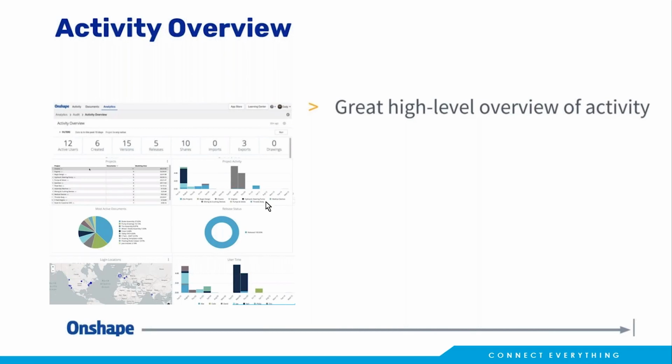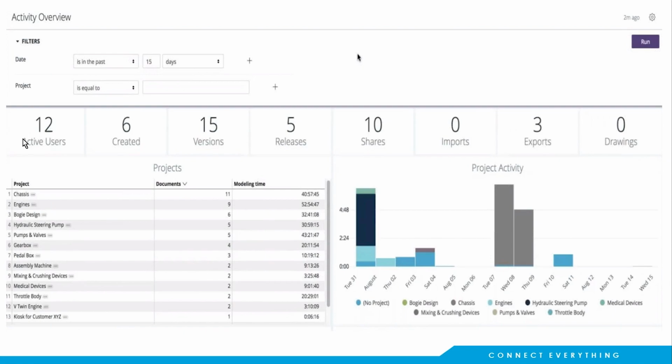We'll get maybe a bigger screen here of this. Here we can see that we have 12 active users. They created 6 different objects and 15 different versions. They've released 5 of those. Sharing: remember, Onshape can do real-time collaboration, so people can work on the same part or the same drawing at the same time. So 10 of those were being done. Didn't import anything, but exported some information to people. Didn't really create any drawings.